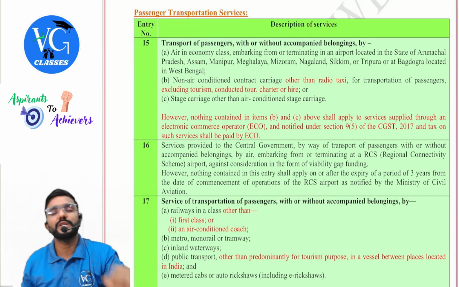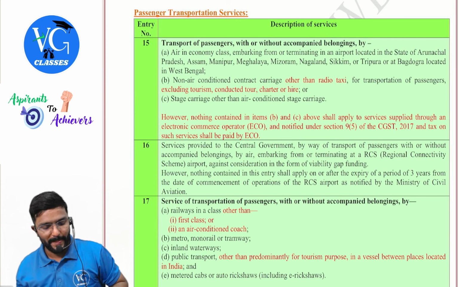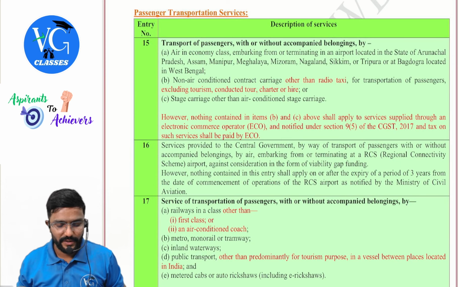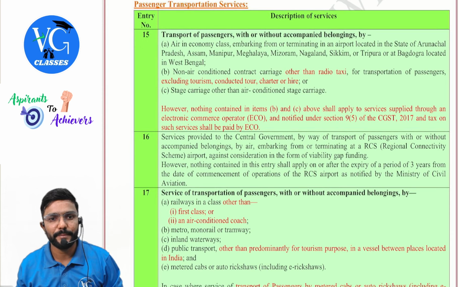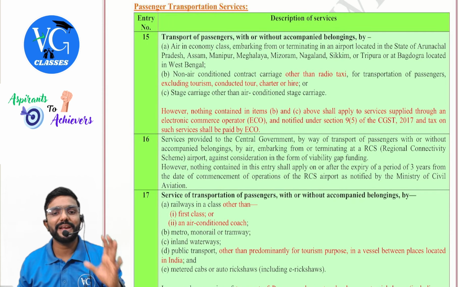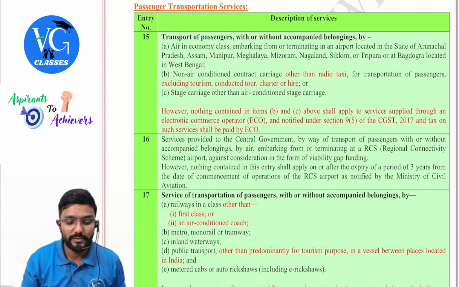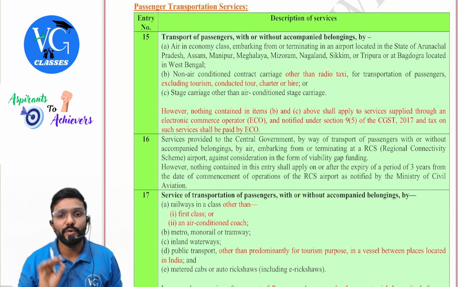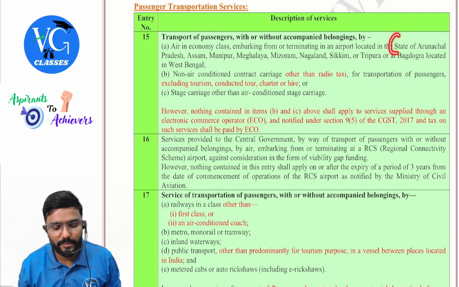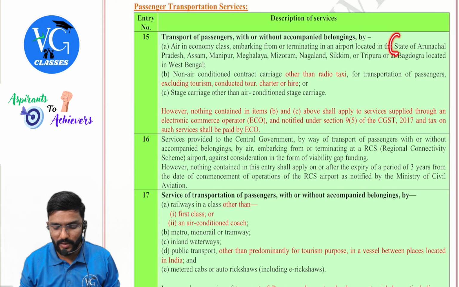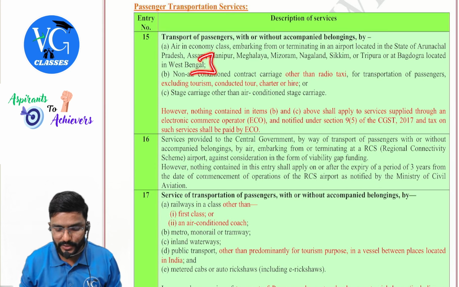Passenger transportation services. Entry 15. Transportation of passengers with or without accompanied belongings by air in economic class, only economic class, embarking from or terminating in an airport located in the states of Arunachal Pradesh, Assam, Manipur, Meghalaya, Mizoram, Nagaland, Sikkim, Tripura or Bagdogra located in West Bengal.